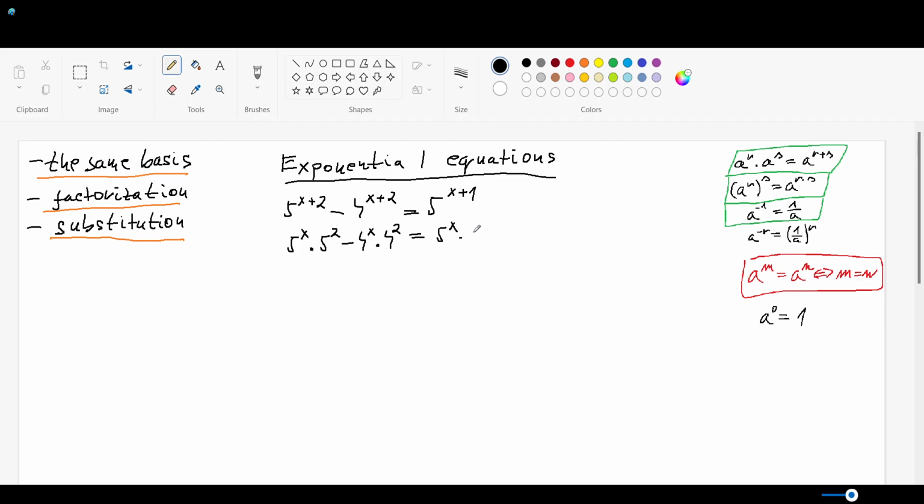Now, what is important if you see something like this, and it's quite a common procedure for solving such an equation, is that you put the expressions which have the same basis on one side, and the expressions which have the different or the second basis on the other side. So basically, in this case, you take away 5 to the power of x times 5, and you simply add 4 to the power of x times 4 squared.